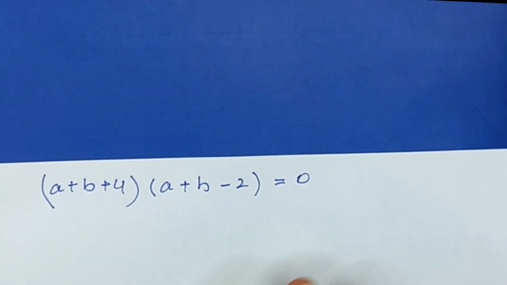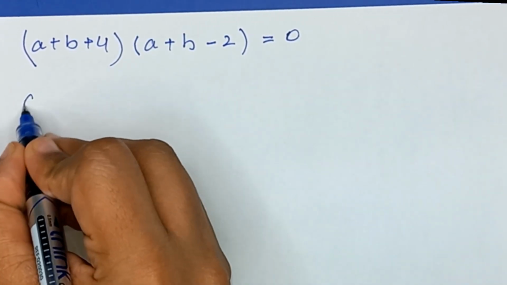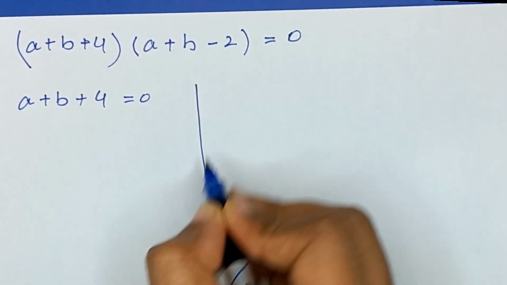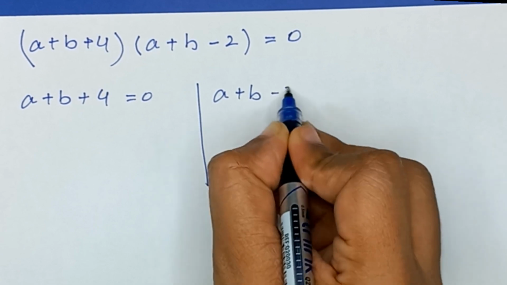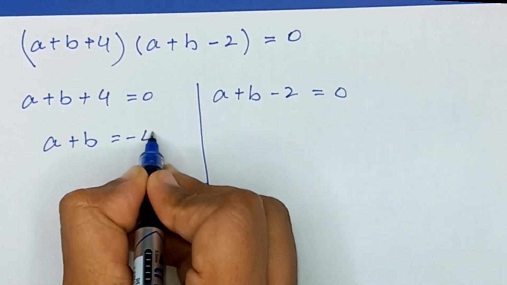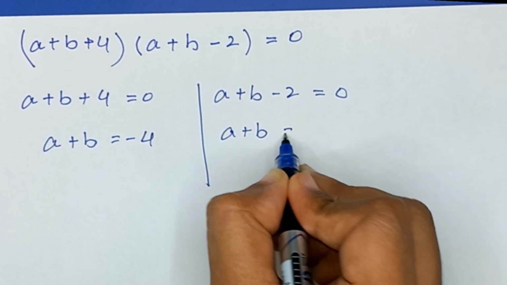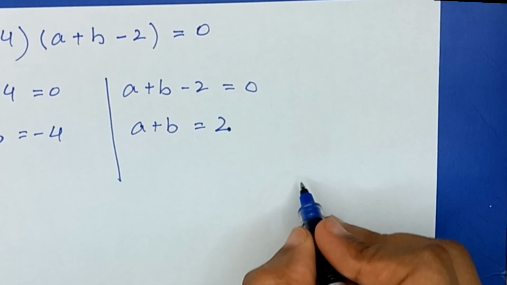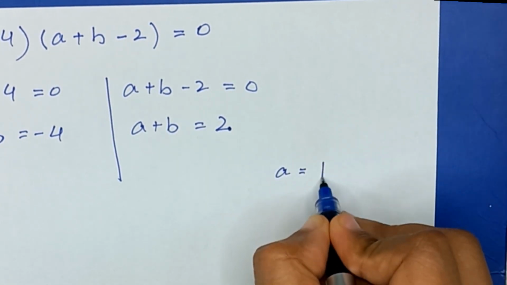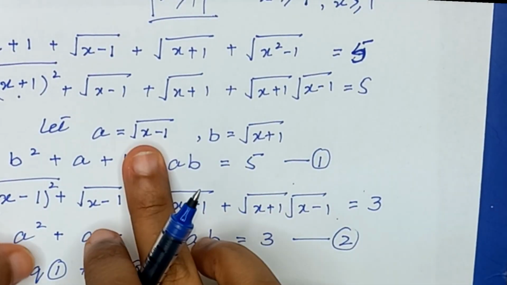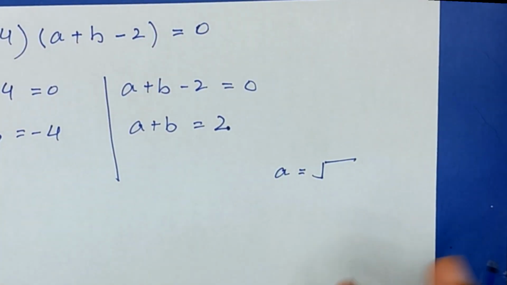So from here we have two solutions, that A plus B plus 4 is equal to 0 and A plus B minus 2 is equal to 0. So from here the value of A plus B is equal to minus 4, and from here the value of A plus B is equal to 2. So as we know that A is equal to square root of x minus 1 and B is square root of x plus 1.